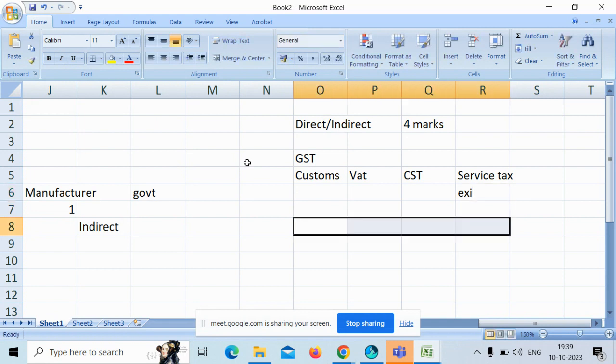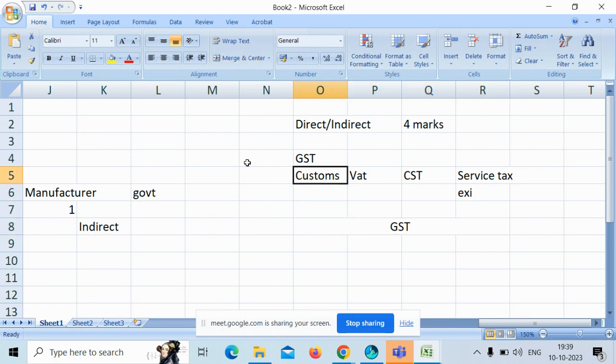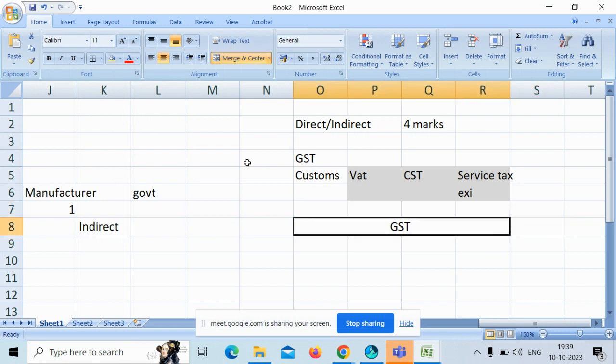All these taxes are replaced by GST. So now we don't have VAT, we don't have service tax, we don't have excise, we don't have CST. We don't have any of these taxes. We have customs and we have GST.